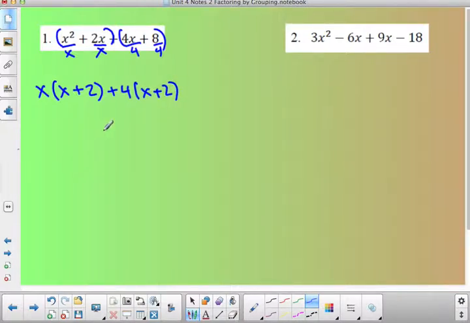Now we're getting there, this is our checkpoint. We need to make sure that what's inside the parentheses matches. Here I have x plus 2, there I have x plus 2. So that's how you know you're on the right track. That's how you know you've done this correctly.